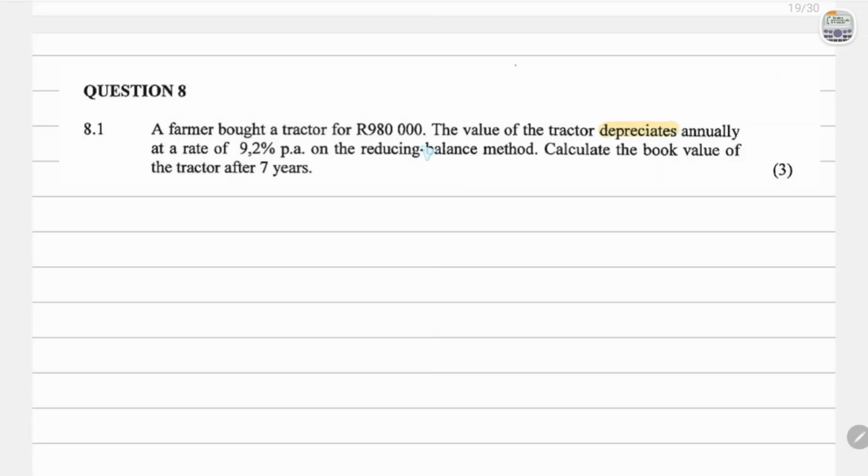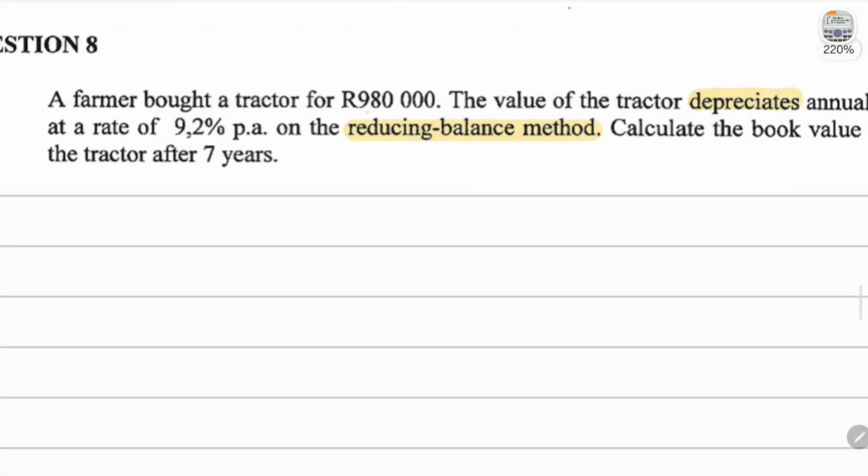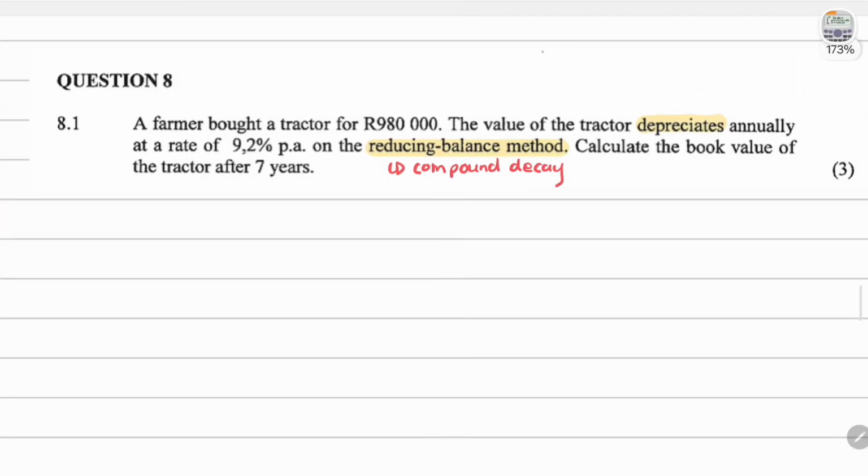So we know it is depreciation. We know that it is on the reducing balance method. Reducing balance is compound depreciation. We can call this compound decay. And they want us to calculate the book value.